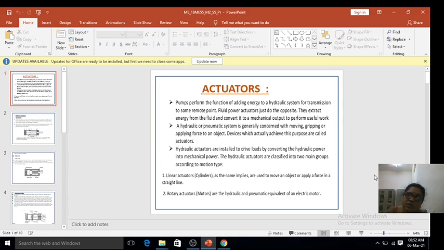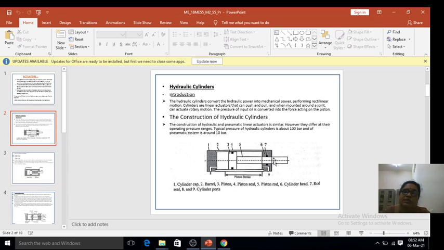As I told in the previous cases, this is the difference between linear and rotary. If the flow of fluid is parallel to the axis of the cylinder, then we call it a linear actuator. In rotary actuators, it is perpendicular. Hydraulic cylinders convert hydraulic power into mechanical power.